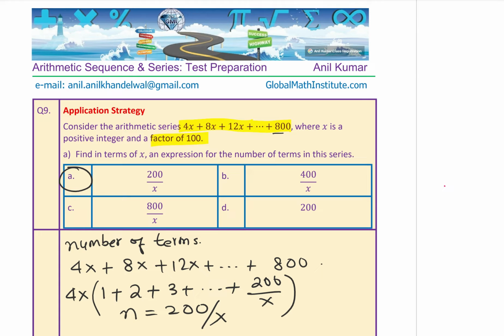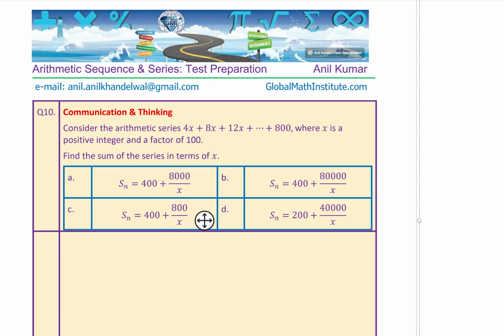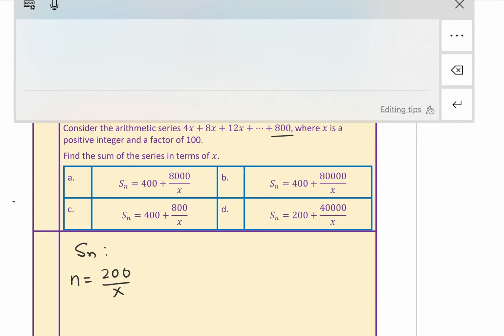Perfect. Here is question number 10, which is based on the previous question. It says the same thing. Consider the arithmetic series 4x plus 8x plus 12x till 800, where x is a positive integer and a factor of 100. Find the sum of the series in terms of x. So now we have to find the sum of the series Sn, right? We already know that n is equal to 200 over x, correct? Or you can use 800 as the last term also.